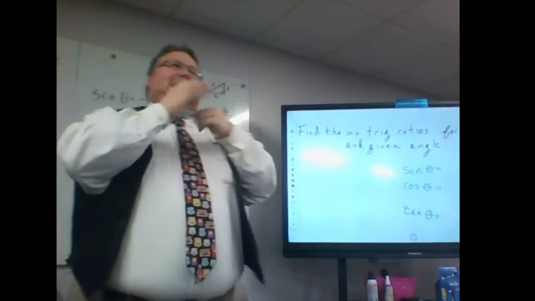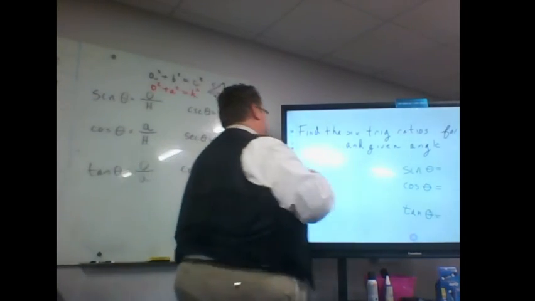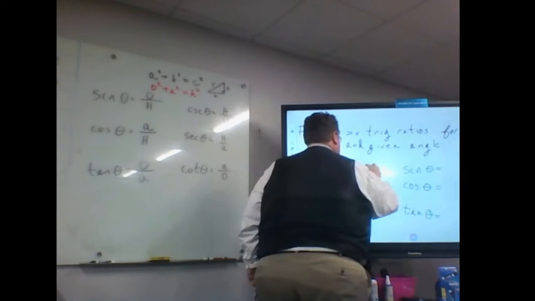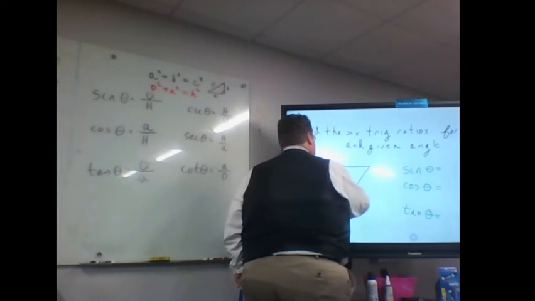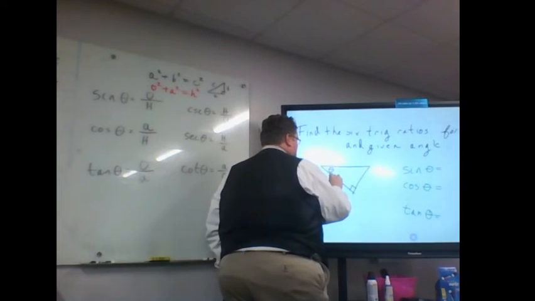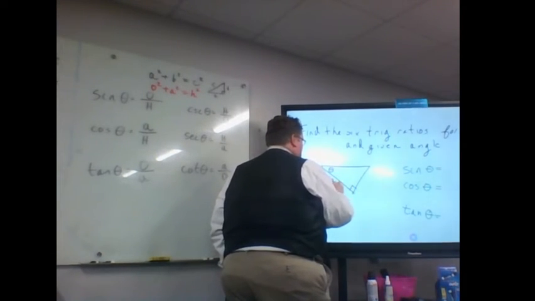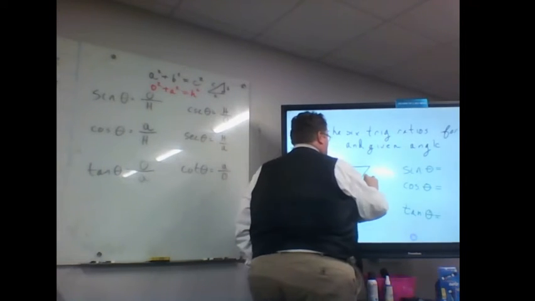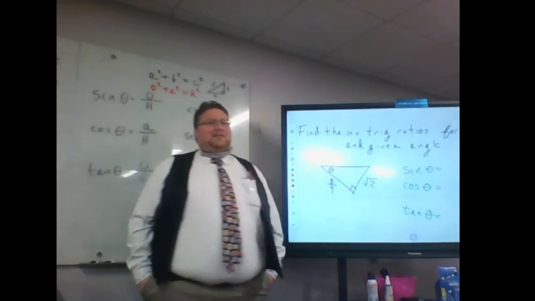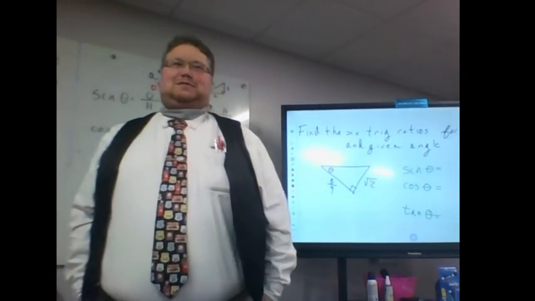Nasty numbers. How can I make this nasty? Let's see. Okay. I go here. Right angle there. Theta there. What if I made this number like 8 over 9, and this number like square root of 2? Maybe a little nastier? Maybe.